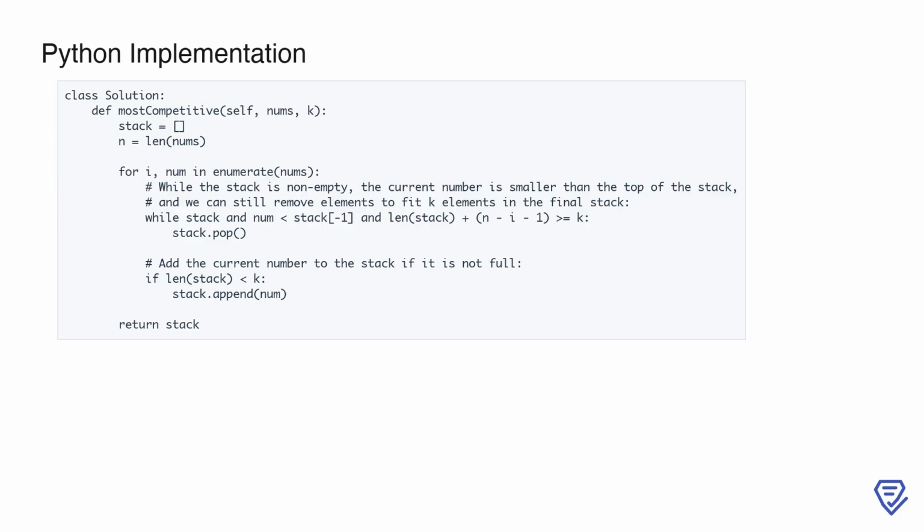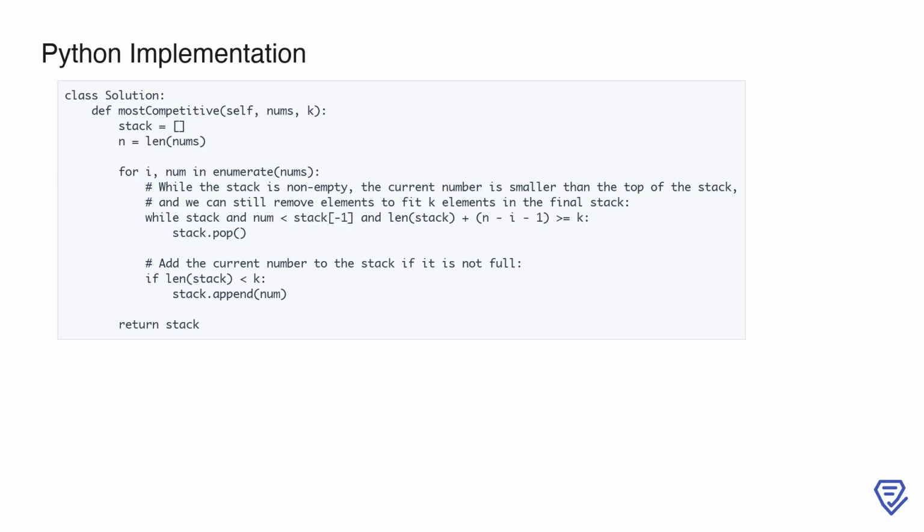2. Iterating through the array. We iterate through each number in the input nums. Condition for removal. While the stack is non-empty, the current number is smaller than the top of the stack, and there are enough remaining elements in the array to still construct a subsequence of size k, we pop the top of the stack. This ensures that the stack remains lexicographically smaller when possible. Adding to stack. If the stack has fewer than k elements, we append the current number to the stack.